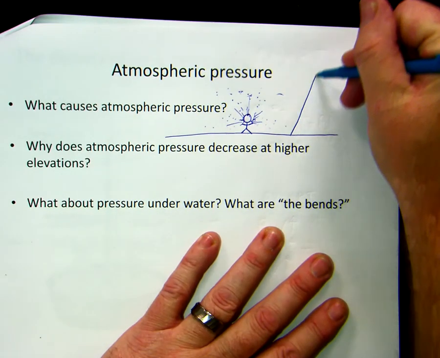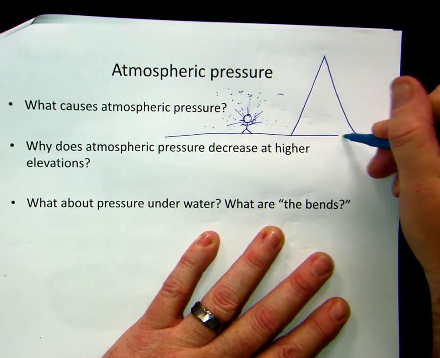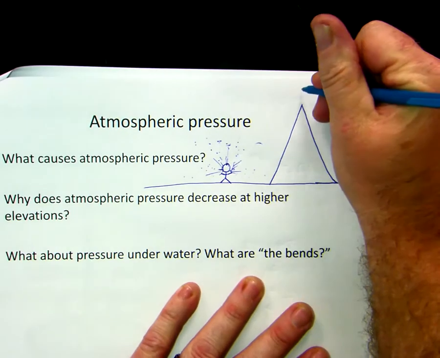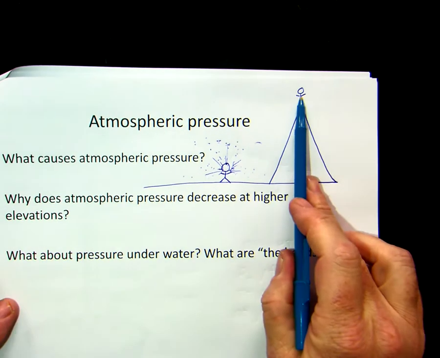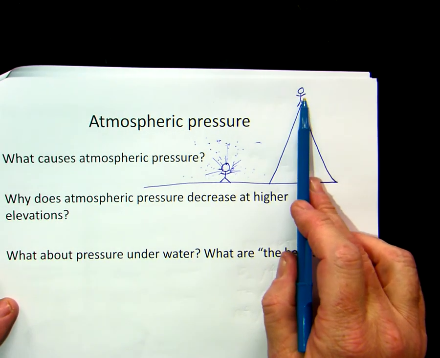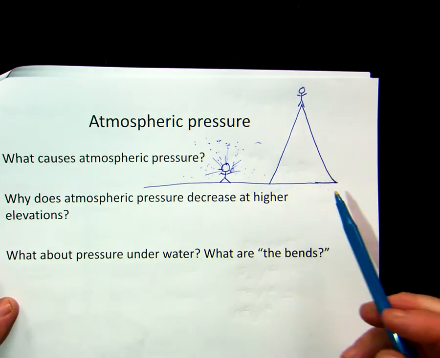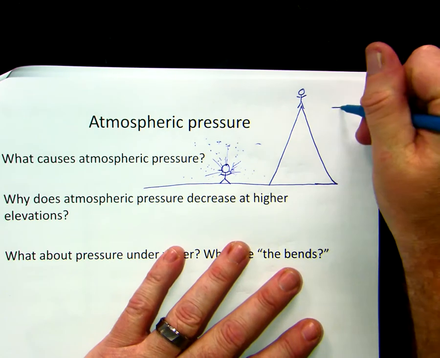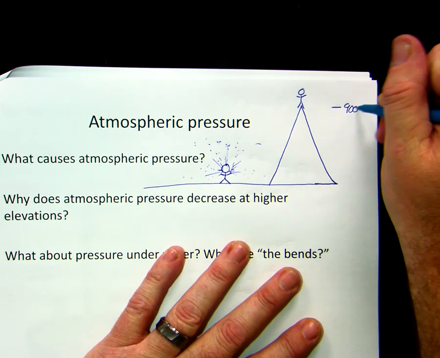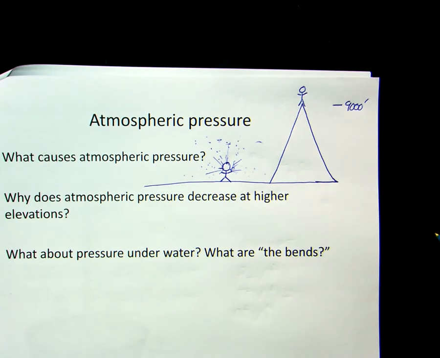But what happens if you take a trip and you climb up to the top of a mountain? Now, obviously, this is not to scale because this person's maybe 6 foot tops. This wouldn't be much of a mountain. It'd be more like a skateboard ramp. But pretend this is a mountain. So let's say they're at 9,000 feet. Not so high, but pretty high.